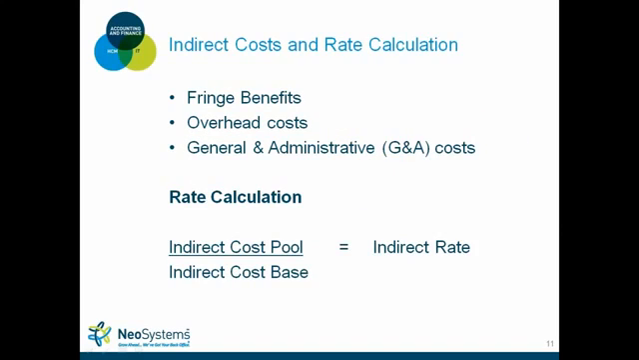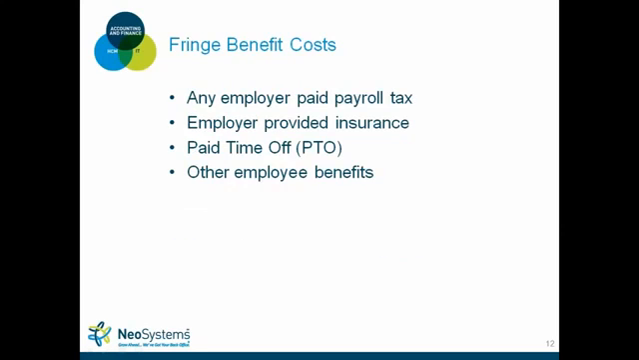For the purpose of the webinar, we will just go through really the 3 most basic indirect rates, which are fringe benefits, your overhead costs, and your general and administrative costs, or G&A costs. The rate calculation is up above, and if you're able to determine what your indirect cost pool is and following a DCAA compliant type structure, your indirect cost base will give you basically your indirect rate for one or all of your indirect cost pools.